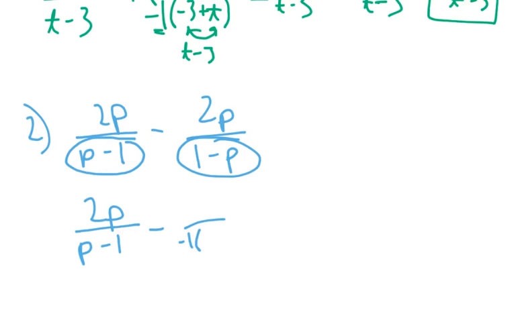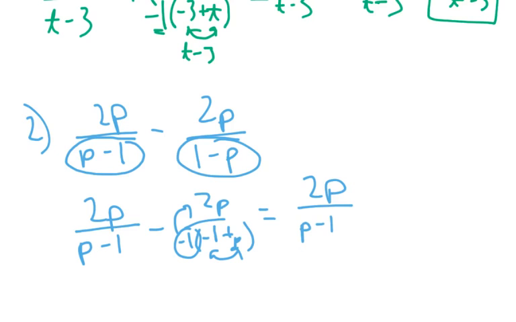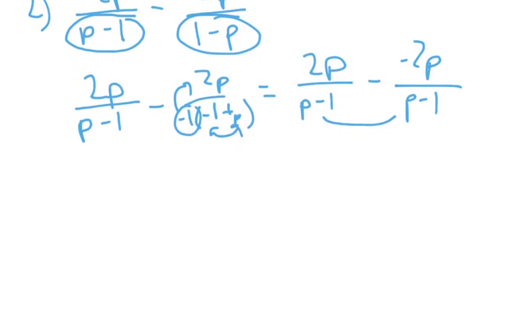So -1, and then what I'm going to do, I'll take my time here, -1 plus p is all over 2p. Now I'm going to bump this up here, and I'm going to reorder that. So that way we have 2p over p minus 1 minus -2p over p minus 1. Now we have common denominators, and we can combine them. But we've got to watch out for our negative signs.